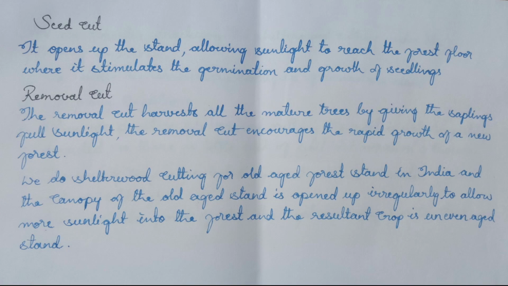The second one, seed cut. It opens up the stand, allowing sunlight to reach the forest floor, where it stimulates the germination and growth of seedlings. Third one, removal cut. The removal cut harvests all the mature trees by giving the saplings full sunlight. The removal cut encourages the rapid growth of a new forest.